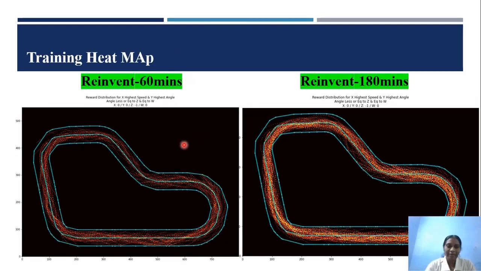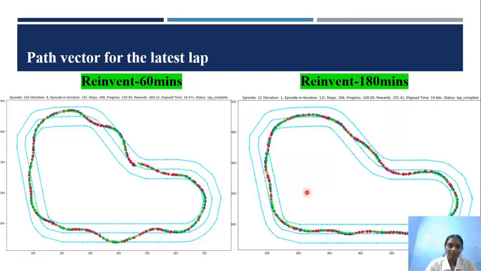And see the heat map. The reInvent 60 minutes heat map also shows some struggle to take a decision. At the same time, the reInvent 180 model also has some struggle to take decisions, but the number of struggles in the 60-minute model is much higher than in the 180-minute model. So more training will reduce the confusion, and it will be very conscious in taking the next action.